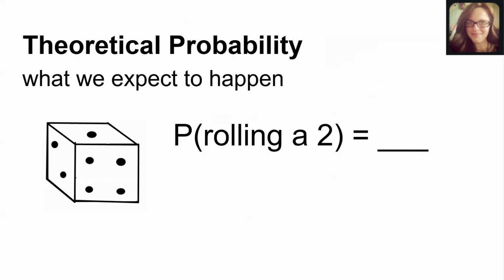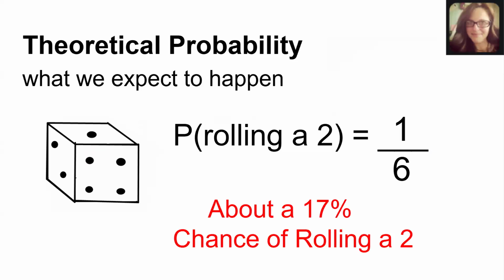Theoretical probability is what we expect to happen. Rolling a 2 on a fair six-sided die. We have one face of the cube that is a 2, out of 6 total possible outcomes. About a 17% chance of rolling a 2.